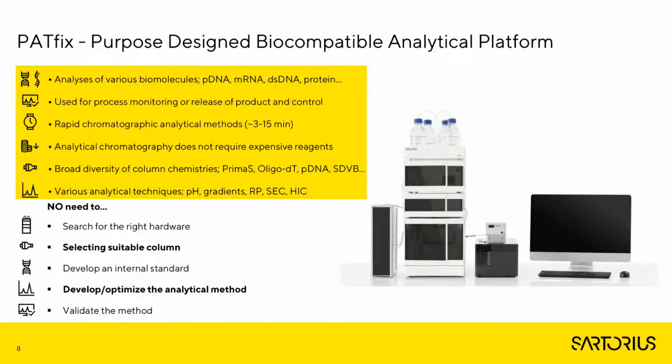Now, to tell us a little more about this, I'm going to hand off to my colleague Tina, who's going to show us how to use the PATfix mRNA platform practically as a user.